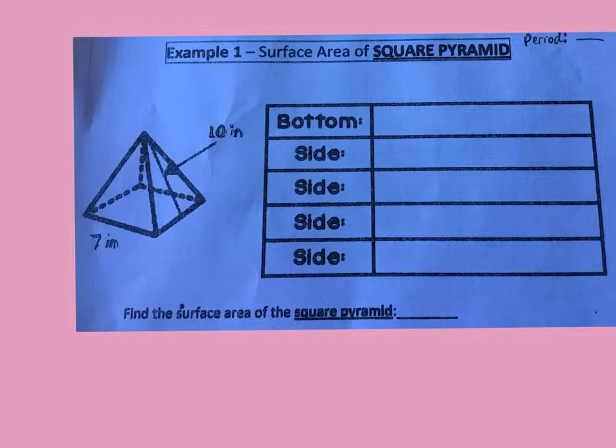So the bottom, or the base, is a square. I'm just going to write that. And then I'm going to look and see what clues I have. I see that one of the sides is 7. So if it's a square, that means all the sides around it are 7. The area of a square is side squared, or side times side, length times width. So my area would be 7 times 7, which would be 49 inches squared.